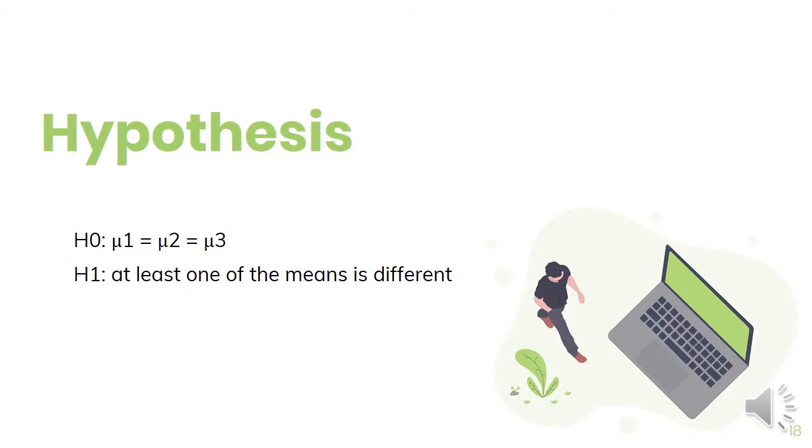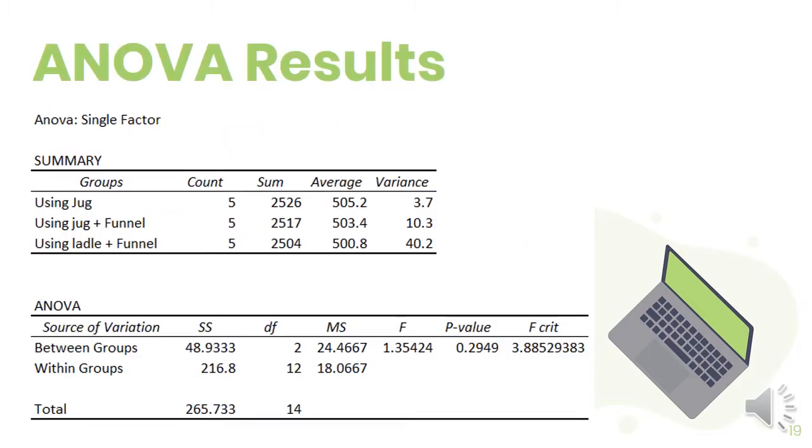We then determine the null and alternative hypotheses. The null hypothesis is that all means are the same, and the alternative hypothesis is that at least one of the means is different. The data is then used to analyze its variance by using the one-way ANOVA in Microsoft Excel. And here are the results of the analysis of variance.